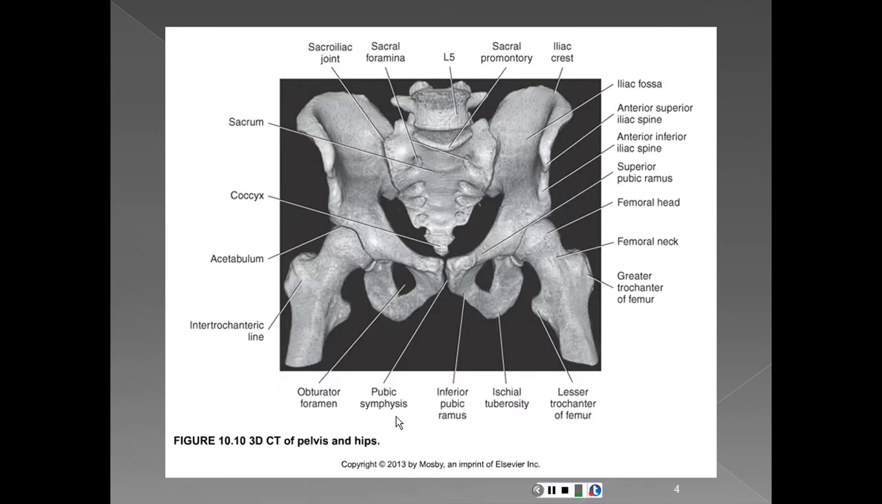So this is a CT shaded surface display image. It might be a volume rendered image, but they say 3D CT of the pelvis and hips. So the femoral head is covered entirely by articular cartilage with the exception of a small centrally located pit termed the fovea capitis.